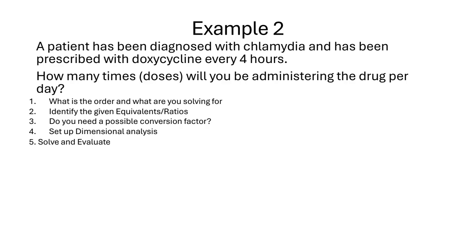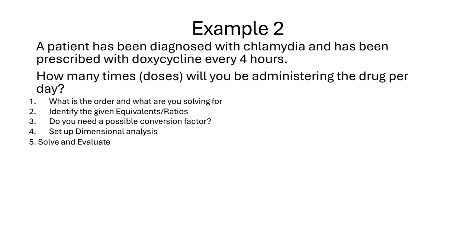Okay, so let's see first, what is the order and what are we solving for? In this case, the order is going to be the doxycycline every 4 hours. That means you're going to give it how many times. That's what we're going to be solving for. Do we have any ratios and equivalents? In this case, they're not giving us anything, but we know that it's every 4 hours. Regarding the time, we know that you can divide those 24 hours by 4. Do we need a possible conversion factor? We don't. So now we can go ahead and set up the dimensional analysis.